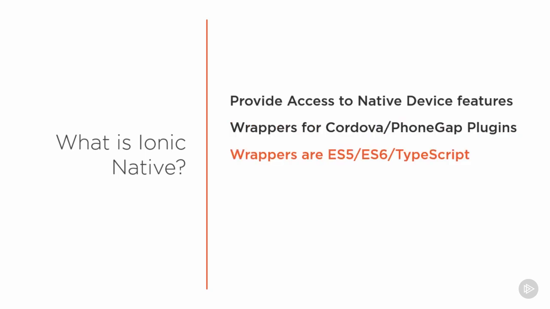These Ionic Native wrappers can be used regardless of whether you're writing your app in ES5, ES6, or TypeScript, though it should be noted that you'll get the richest experience if you're using TypeScript. A few moments ago, you heard me say that Cordova plugins were known for not always having the most developer-friendly API. Part of that is always using traditional callbacks. Another thing Ionic Native does for you is to wrap those callbacks in promises and observables, so you can have a much more modern and easy to use API.